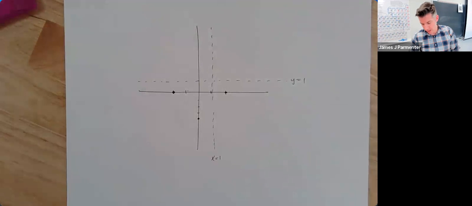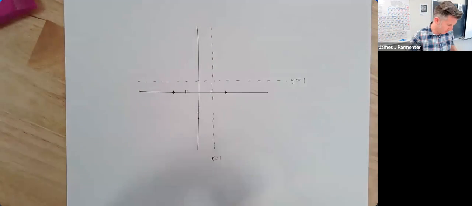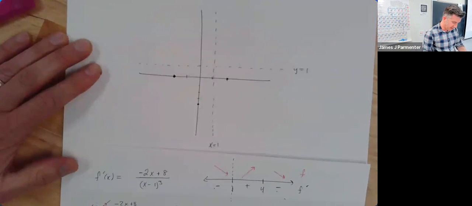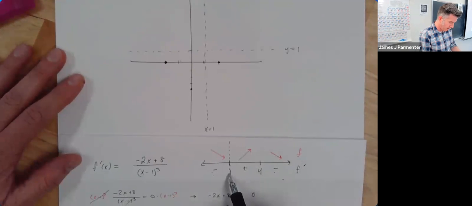I also have a couple more points. I know I have the relative maximum and the inflection point, but I don't want to really plot those yet. What I want to do is use my first derivative sign chart. When you're graphing it, you should be looking at your first derivative sign chart and saying, okay, before I get to 1, the function is decreasing. After 1, the function is increasing. And then after 4, the function is decreasing.